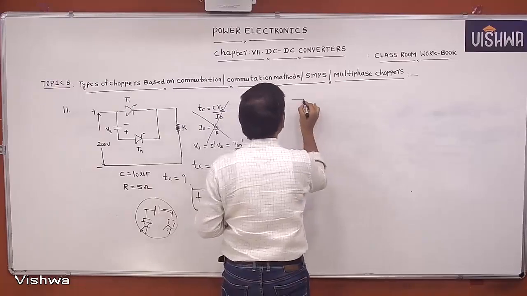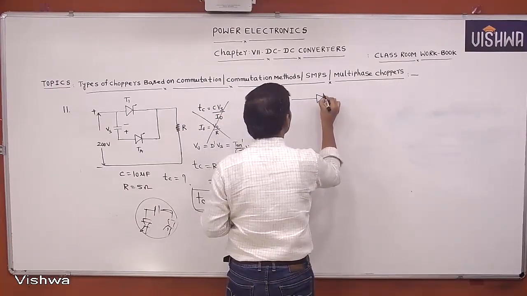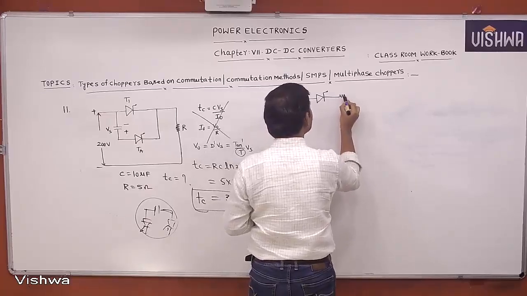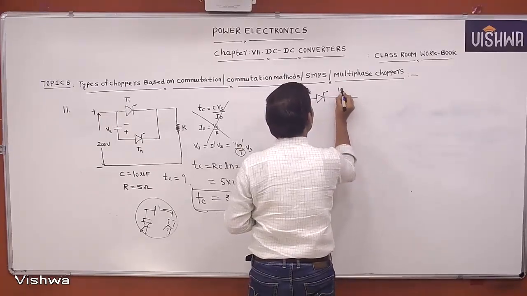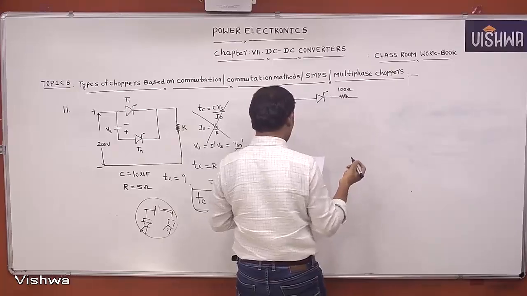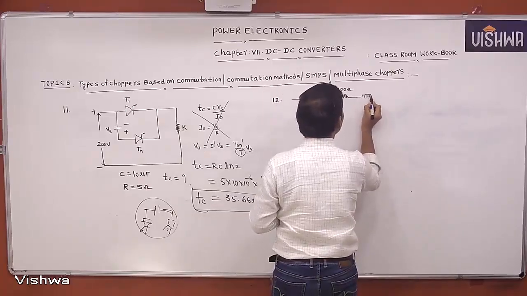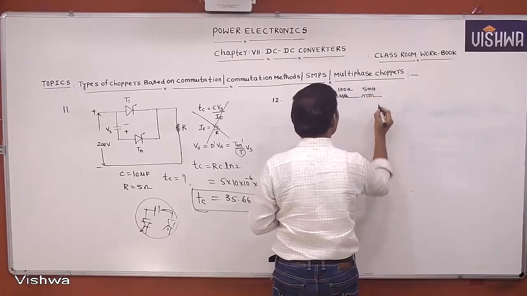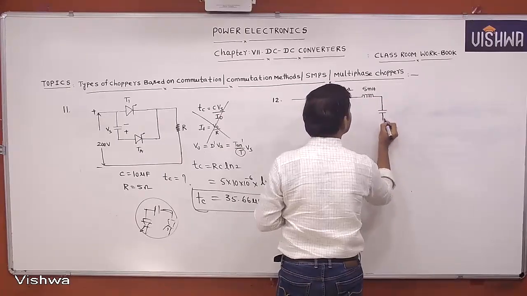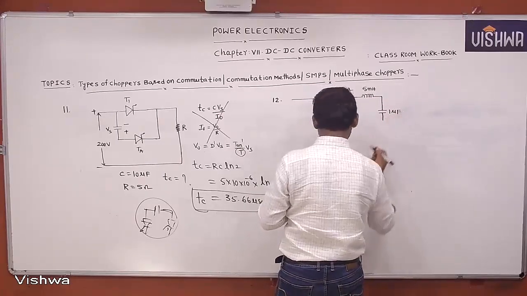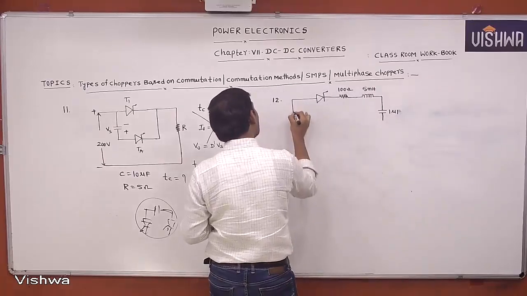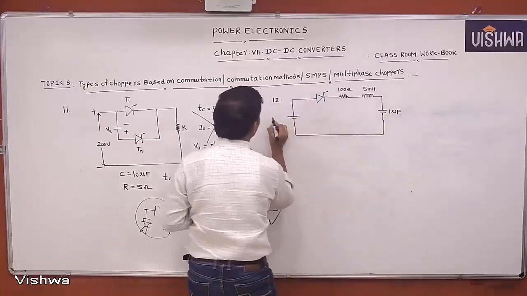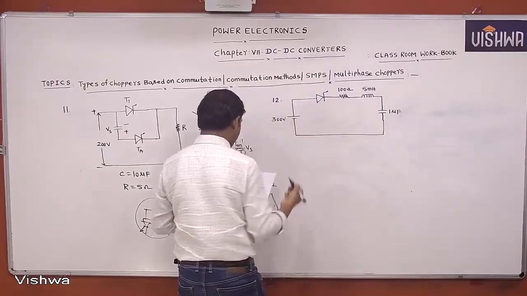This is the given circuit. The resistance is 100 ohms. Inductance is 5 millihenry. Capacitance is 1 microfarad. The supply voltage is 300 volts.